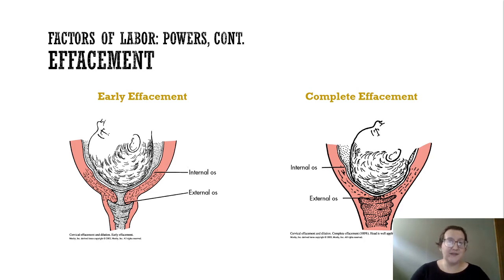So let's talk about effacement. Effacement is the process by which the cervical canal goes from 2 to 3 centimeters in length, to 1 centimeter thick, to a paper thin consistency. Again, we talked about how the cervix moves up during the effacement and dilation process. It doesn't actually go anywhere, but it thins during that process as the lower uterine segment stretches out.